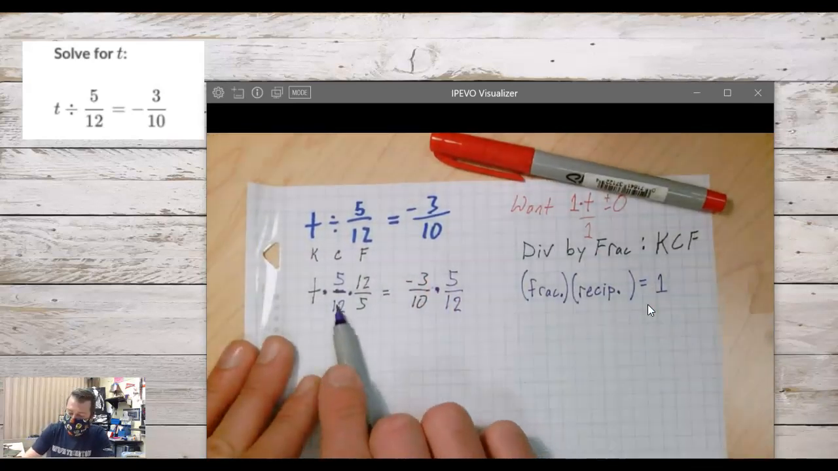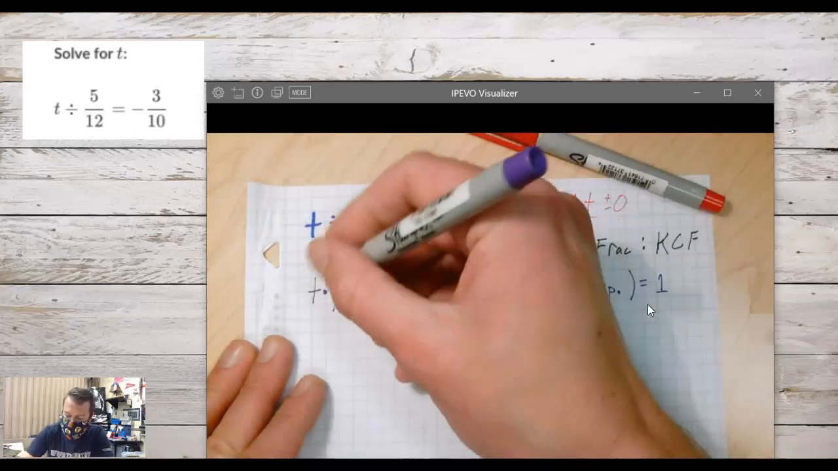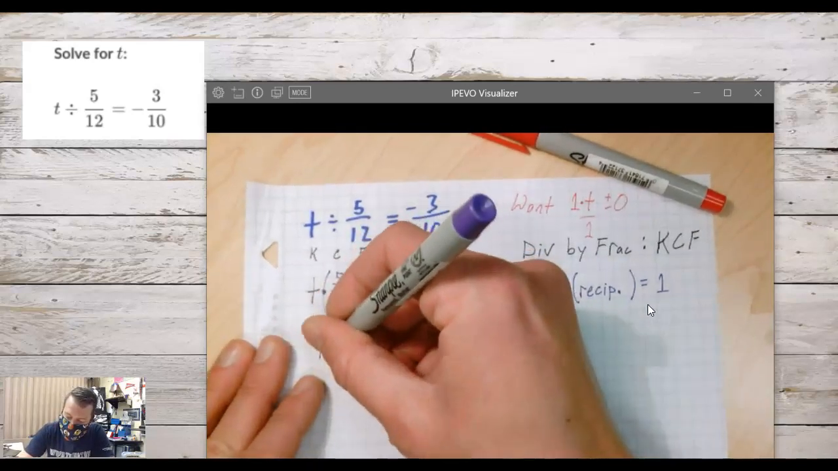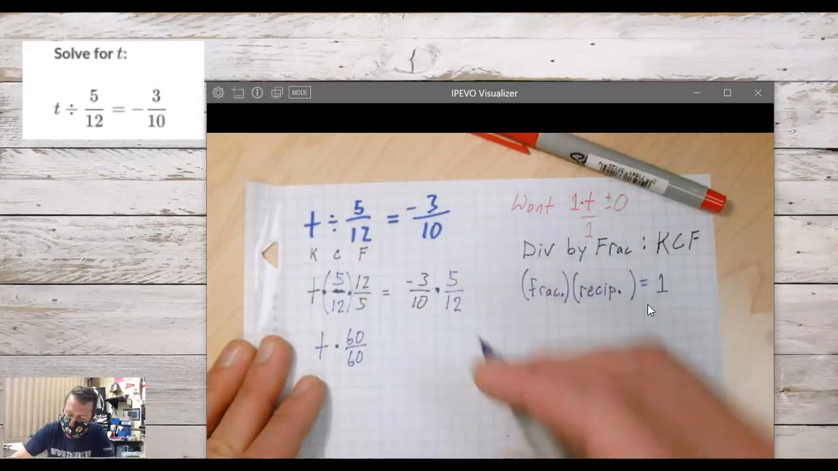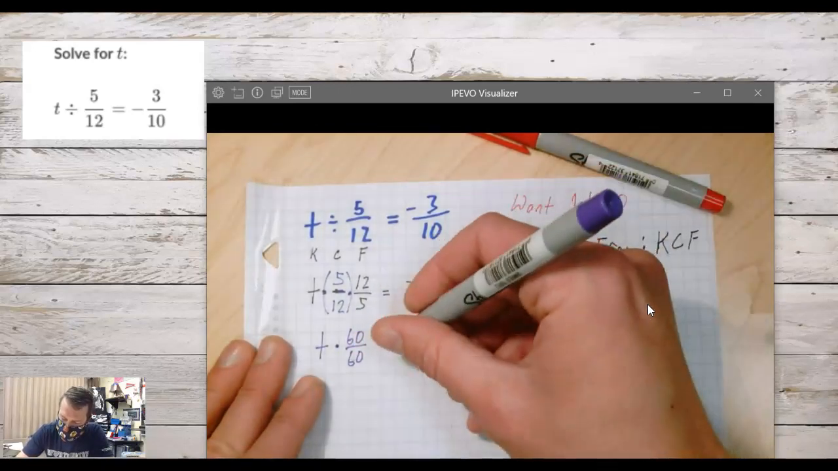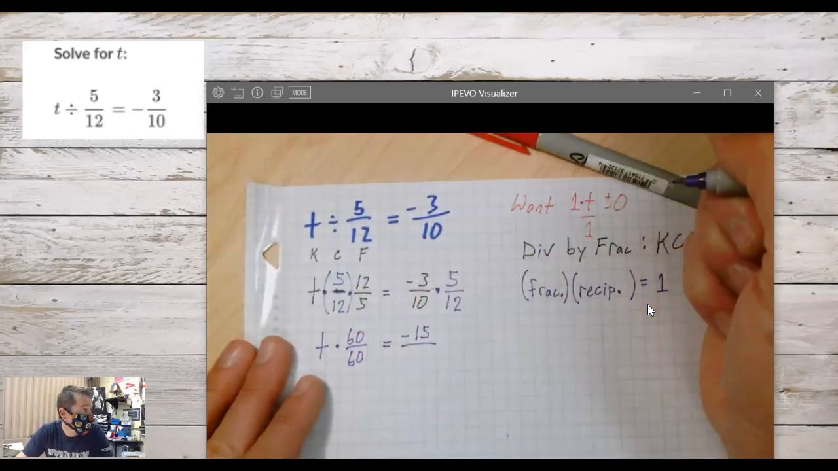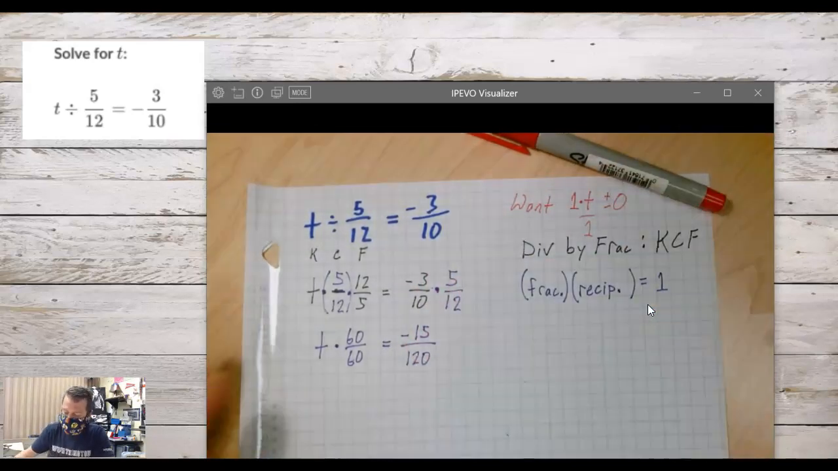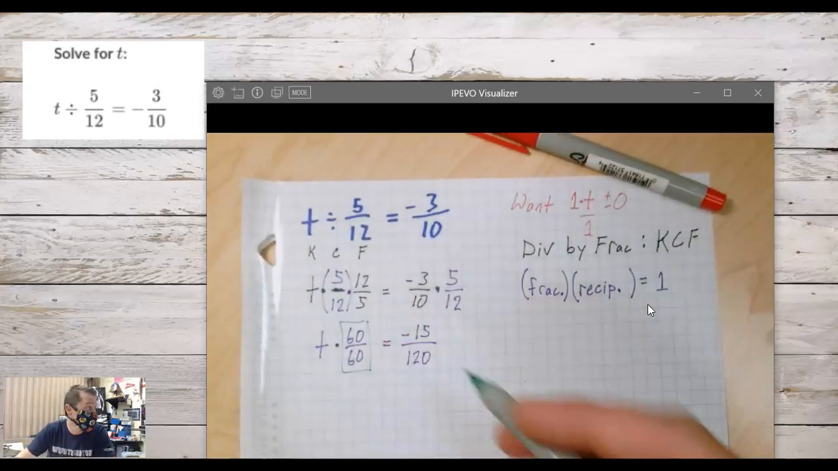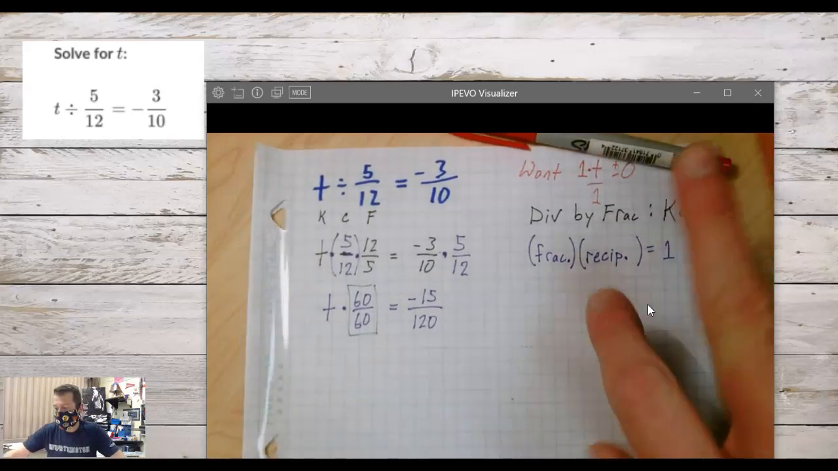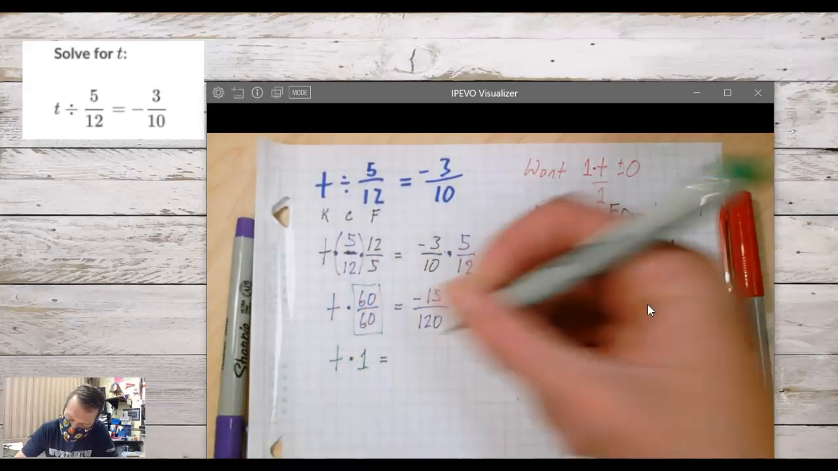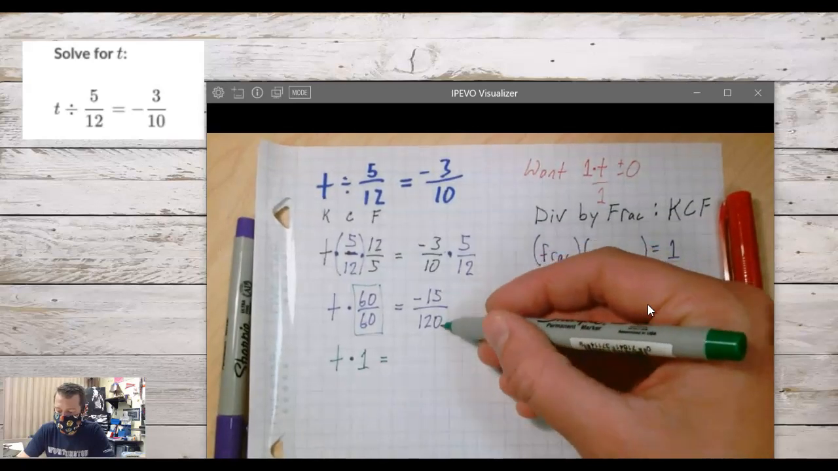Now, I don't normally throw that fraction in between the values, but that's where I had space on my paper. And it actually doesn't matter where we do the multiplication, because this is going to get t times 60/60. 5 times 12 gets 60, and 12 times 5 gets 60. The right side will be -15/120. Now I'm going to solve this a couple different ways. 60/60, what's a number divided by itself? 1. So this is really t times 1 equals, well, this can totally be reduced.